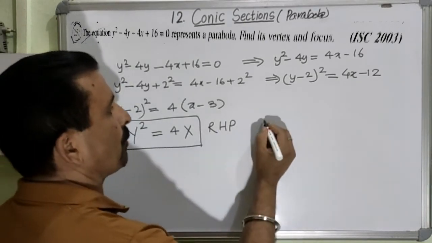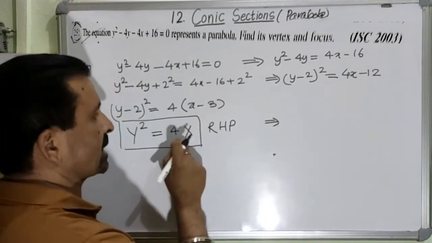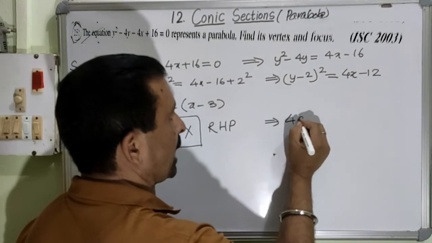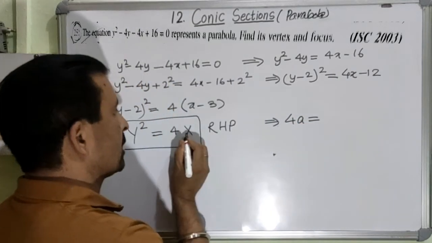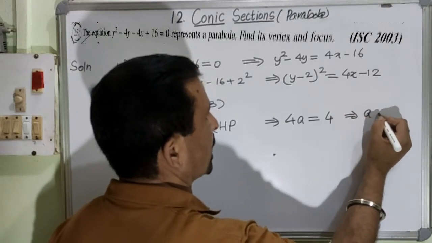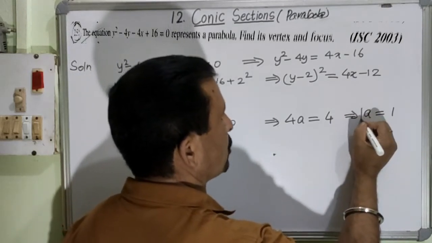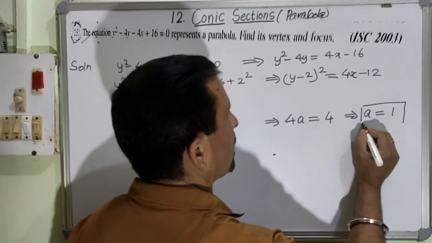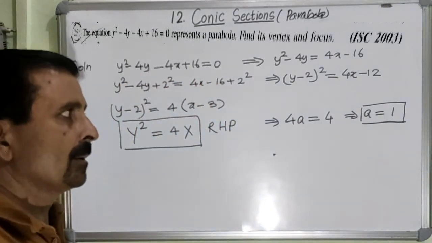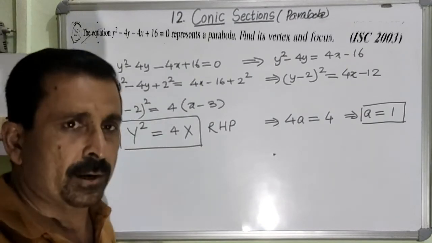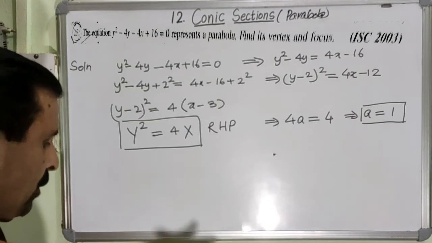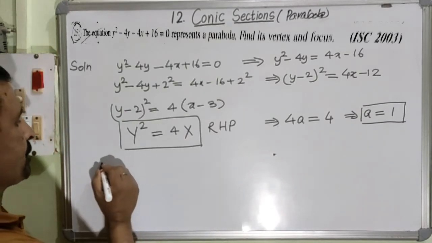This will be equal to 4a. The coefficient of x is always the latus rectum, and latus rectum length is equal to 4a. So this 4a will be equal to the coefficient of x, that is 4, and this implies a will be equal to 4 divided by 4, which is 1. So you got the value of a as 1. This will help you to find the coordinate of the vertex or the coordinate of the focus. Is it okay? So now we are going to find the vertex.